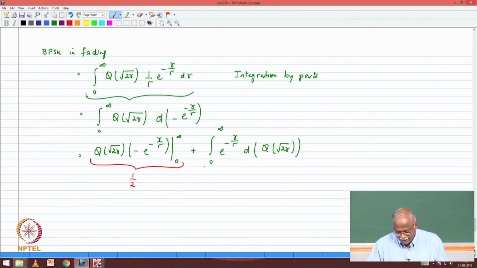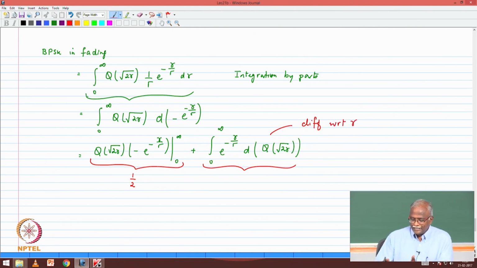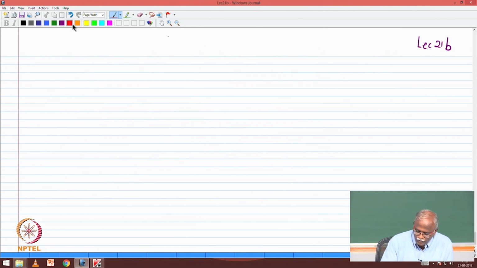Now, the second term is a little bit tricky because you have to differentiate an integral. The Q function is actually an integral, and you are differentiating with respect to gamma. So you are differentiating the integral with respect to gamma. Again, this is something that we don't encounter too frequently, but it is an important result that we should know: how to differentiate an integral.